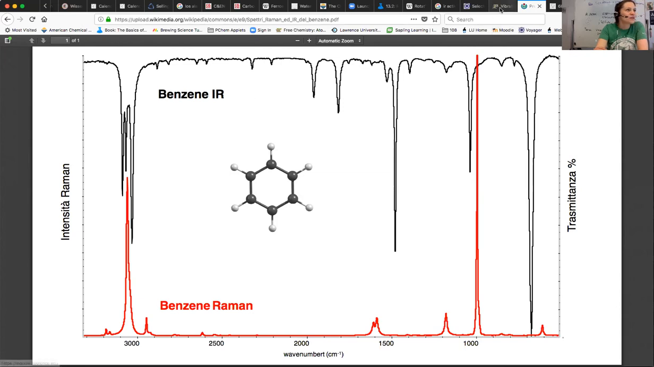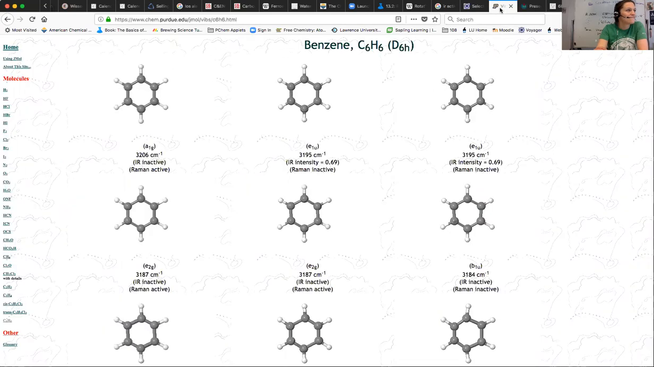But let me show you some of the many vibrational modes of benzene. Isn't that cool? This is at Purdue. I love this website. Look at all of them. So you've got IR inactive, Raman active. So that's that large peak at 3000. And so there's a breathing mode. IR inactive, you have no change in dipole moment here, but you do have a change in polarizability as that ring shrinks and grows and shrinks and grows.